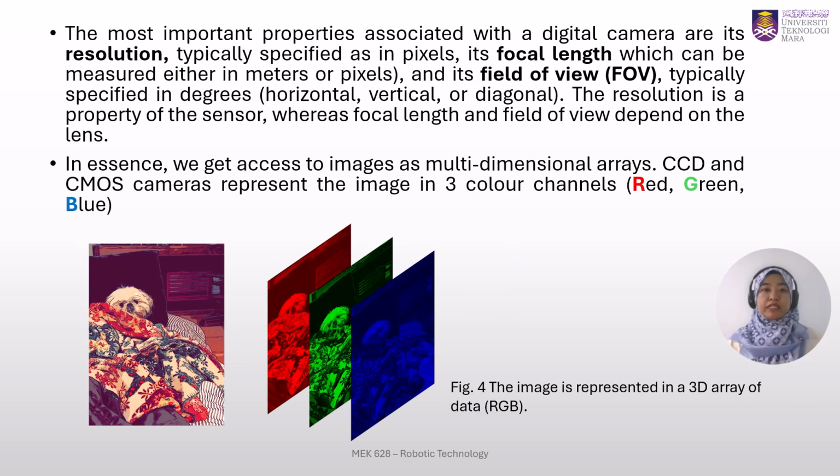Images in robotics are usually stored in RGB format, where you have three channels of color, that is red, green, and blue. Together, these different colors form a full color image, as you can see in the left side picture. From this picture, we can access these images as multi-dimensional arrays. For this multi-dimensional array, just imagine that you have an Excel sheet, but it is in 3D.